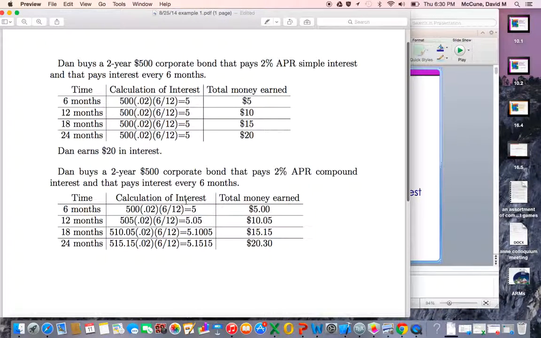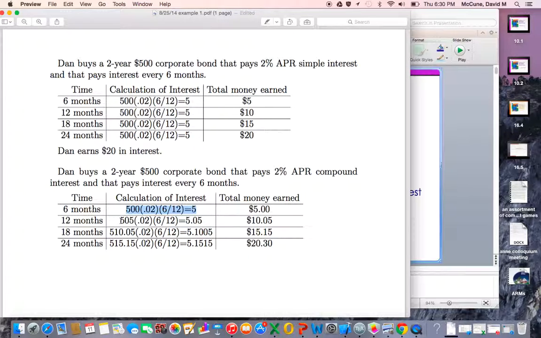Okay. In contrast, let's look at an example of compound interest. So here, it's the same setup. We're going to pay interest every 6 months, but now the interest will be compounded. So what does that mean? Well, at the beginning, it doesn't mean anything different. We still invested $500, 2% APR, half a year is $5 in interest. So after 6 months, he's earned $5.